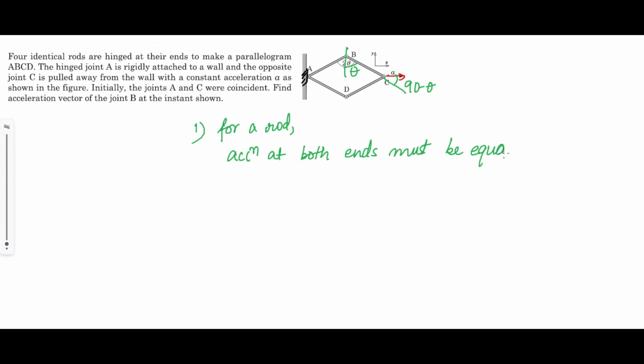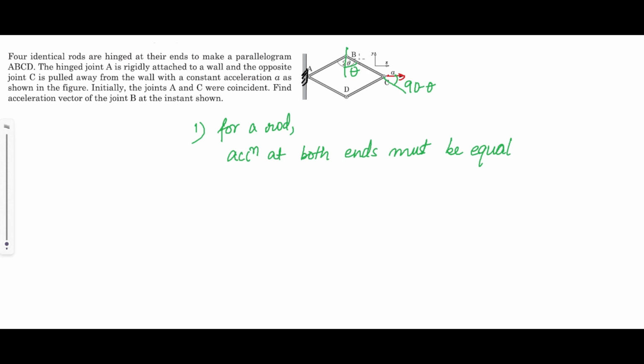Okay, let's do some analysis at first. We may look at this angle as theta and this angle must be 90 minus theta. We can say one thing: for a rod, the acceleration at both ends must be equal. This is because we don't want the rod to stretch or distort during this motion.